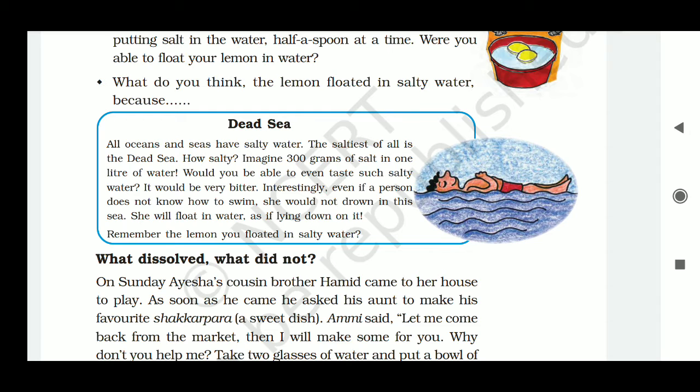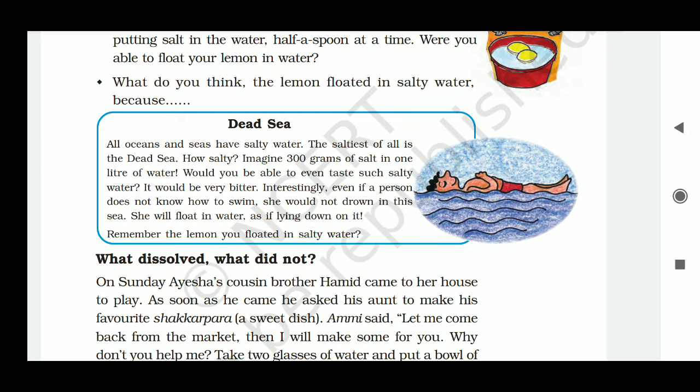So it is very thick. The water is so thick that even if you don't know how to swim, you will float. You will not drown. So remember the lemon you floated in salty water. It is similar to the activity that we discussed just now before the topic of the Dead Sea. Next follows the topic "What dissolved and what did not."